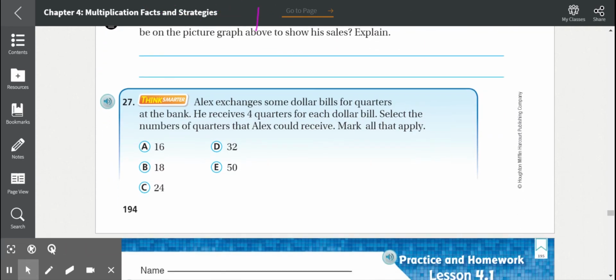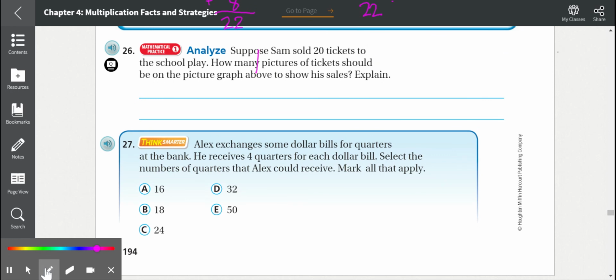Okay, let's skip to number 27. This will be our last one. Alex exchanges some dollar bills for quarters at the bank. He receives 4 quarters for each dollar bill. Select the number of quarters Alex could receive. Mark all that apply.